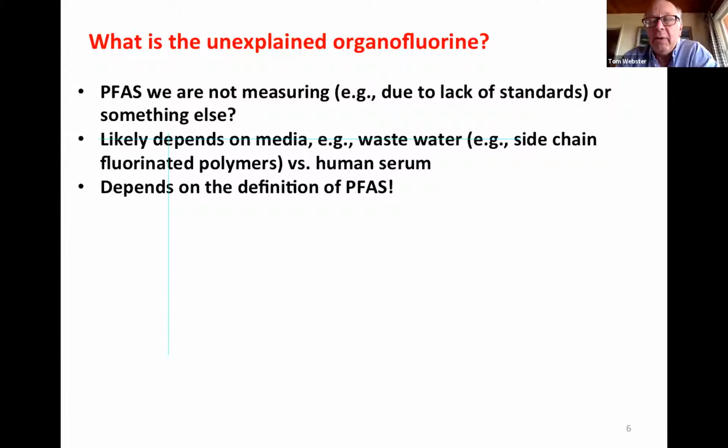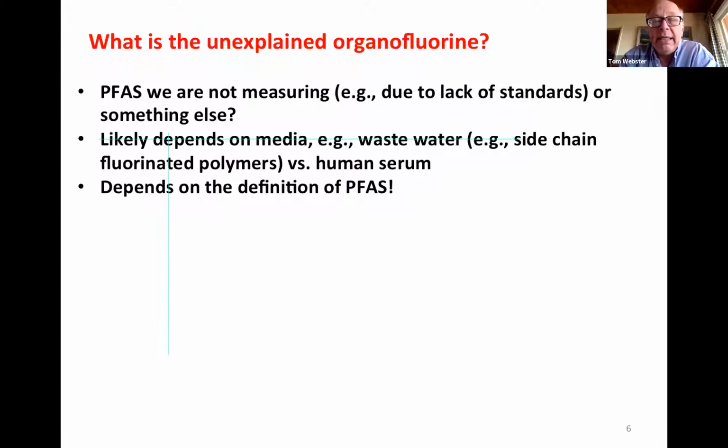And really, I think the question I'm interested in is, what is this unexplained stuff? Is it PFAS that we're not measuring? So for example, due to lack of standards, because for most PFAS, we don't actually have analytical standards. And there was a very interesting case about this, about a compound called C604, that if someone wants to ask me about it later, I'll tell you the story about that. Or is it something else? The answer likely depends on the media. So for example, in wastewater, there's some nice work out of Rob Letcher's group showing large amounts of side chain fluorinated polymers in wastewater. In human serum, again, we don't know. Some of it is probably pharmaceuticals, but there may be other things in there.